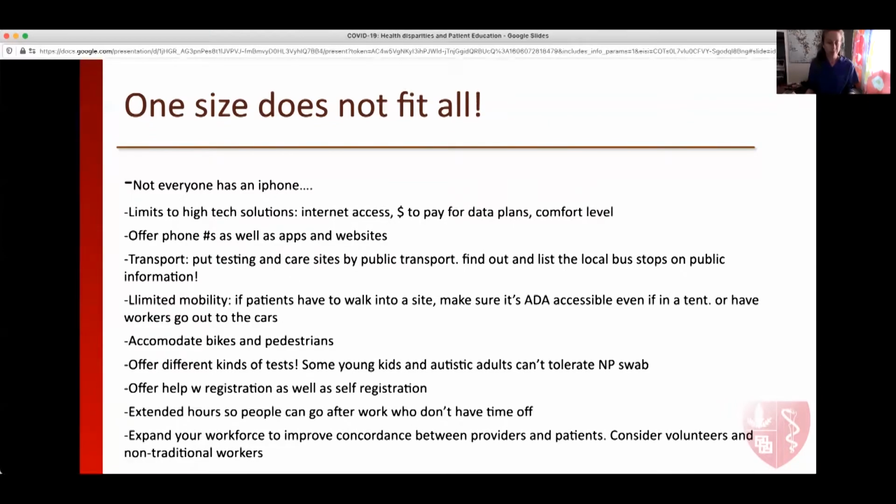I think also we talked about a little bit earlier that having a healthcare workforce that's discordant from our patients does not do them a good service. So think about expanding your workforce so that it better matches the community you're serving. Not everyone working in a COVID-19 drive-through testing site has to be an RN. Alejandro's site has recruited volunteers to help out. You can also have non-traditional workers. When you widen the base that you're pulling from, you can make sure that your health force better matches the community you're serving.